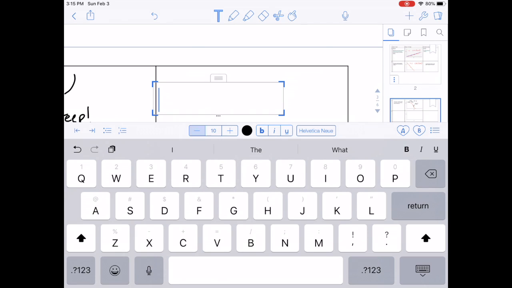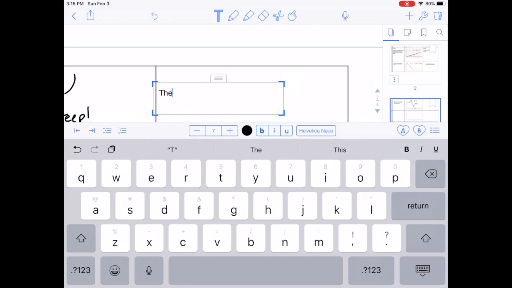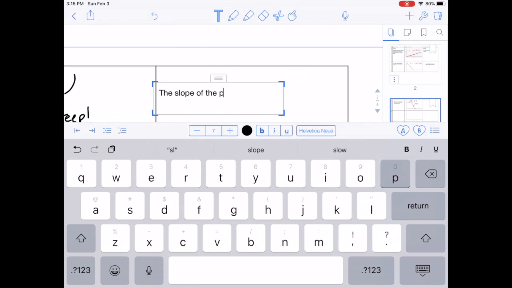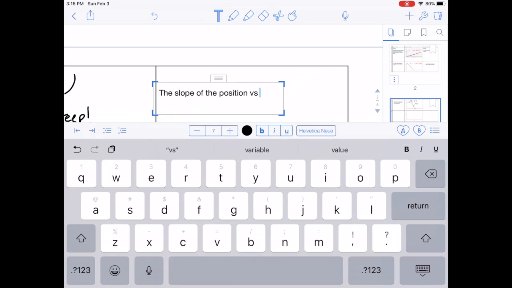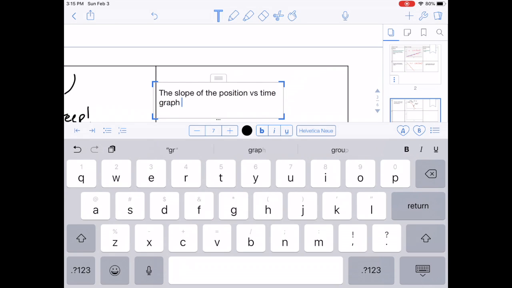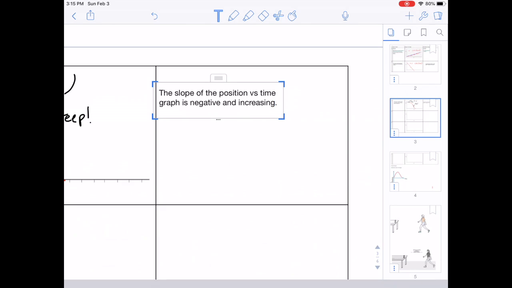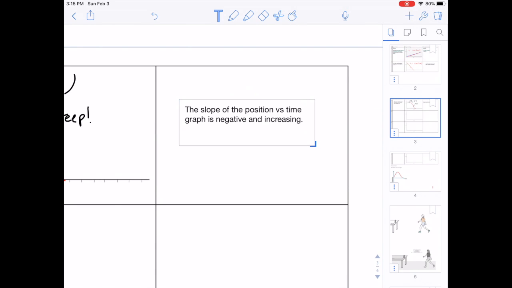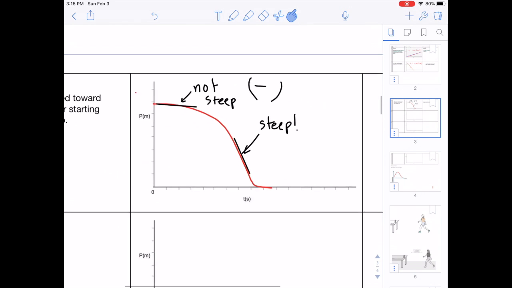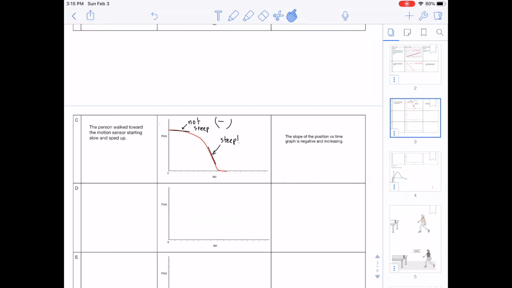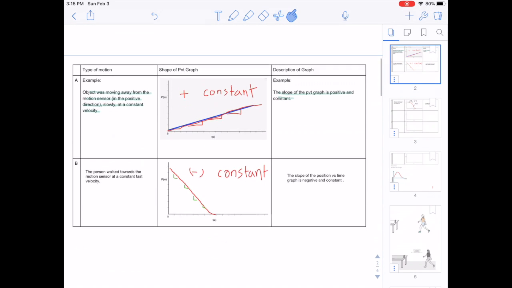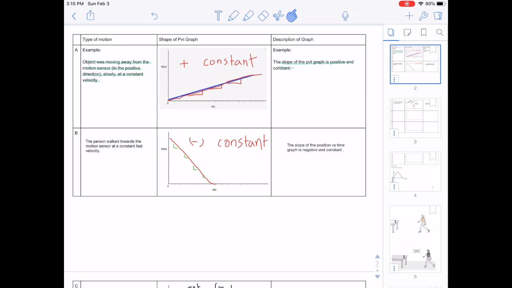You'd want to write that out like this. The slope of the position versus time graph is negative and increasing. Boom. That would be a perfect explanation of that line. And that's how you're going to go about filling out this data table here.